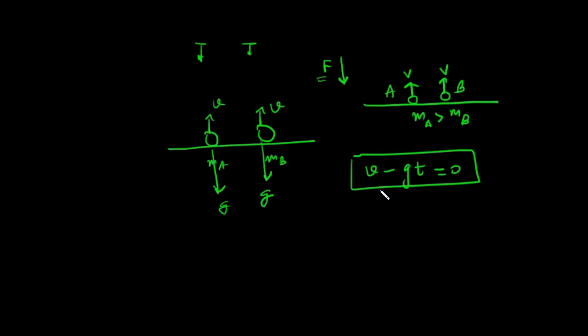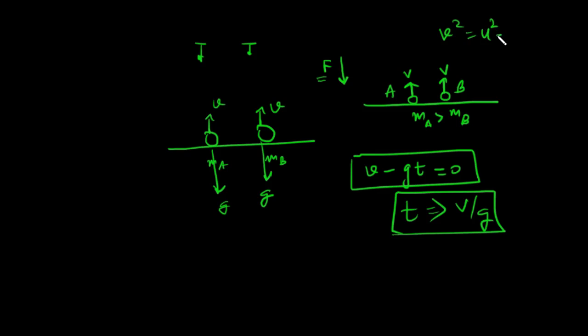So time would have been equal, V by G. Since time is equal, this means the height reached would have been the same, because V square would be equal to U square minus 2GH. Final velocity is 0, U is V here, so actually this is V final, U initial, UI is V. So V square by 2G would be the height.